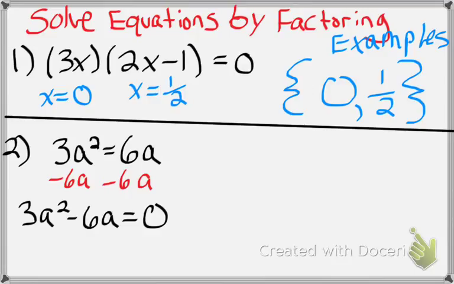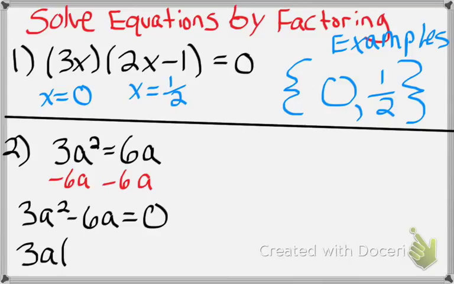Except, hey, it's not factored. If it's not factored already, use what we were talking about at the beginning of the video, and factor it, and then find the 0 of those factors. Well, 3 goes into 3 and 6, and a goes into both of them also. So the biggest thing that goes into both of them is 3a.